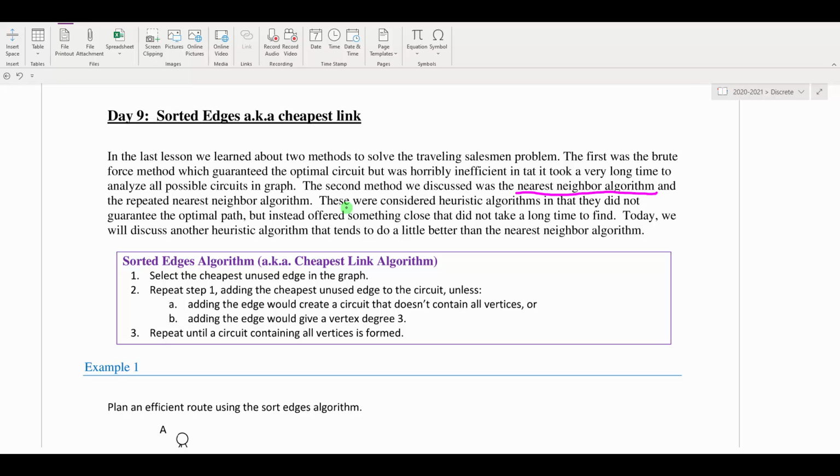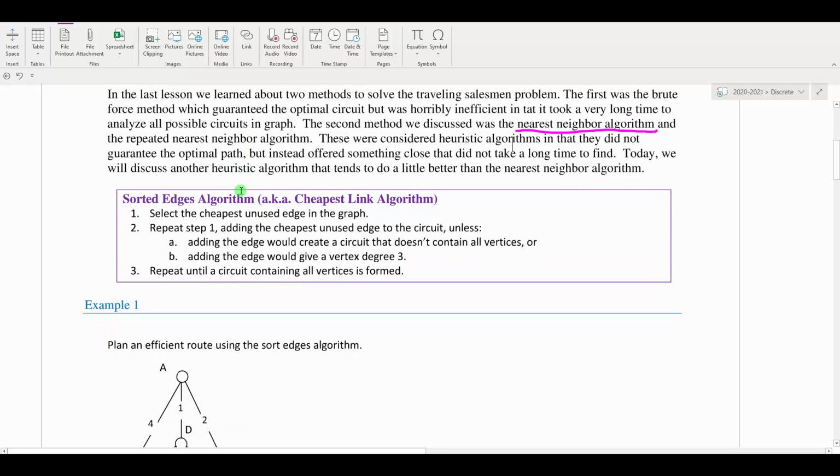All right, so today we're going to talk about what we would call another heuristic algorithm. It doesn't guarantee you the shortest path, but it is efficient. In other words, it's fast and something that we can use. Now, the nice thing about sorted edges is that it usually, not always, beats out nearest neighbor. In other words, it finds a more optimal path than nearest neighbor most of the time.